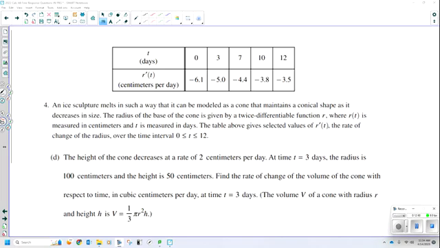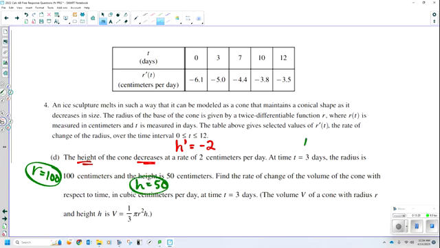I like it. D, the height of the cone decreases at a rate of 2 centimeters per day. So what I'm going to do is I'm going to go height decreases. So this isn't H. It's the rate of change of H. I'm just going to call it H prime. And it decreases at 2, so I'm going to say it's -2. At time equals 3 days, the radius is 100 centimeters, and the height is 50. So these are actual values. My radius is 100. These are not rates. These are actual values. And my height is 50. That's at time equals 3. And we have this one here.